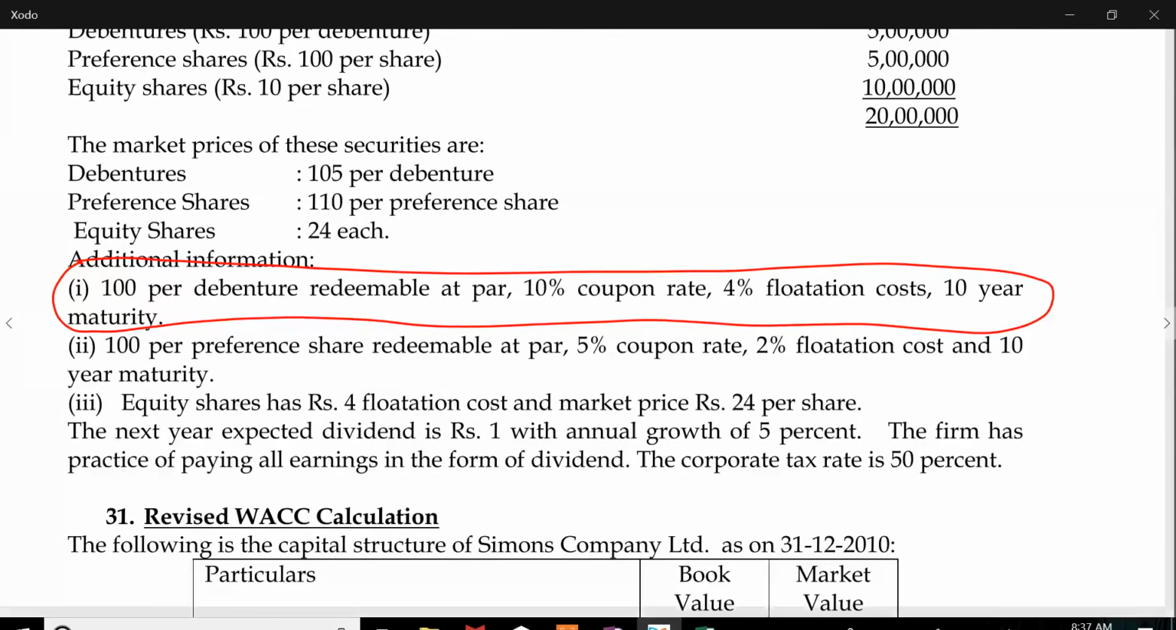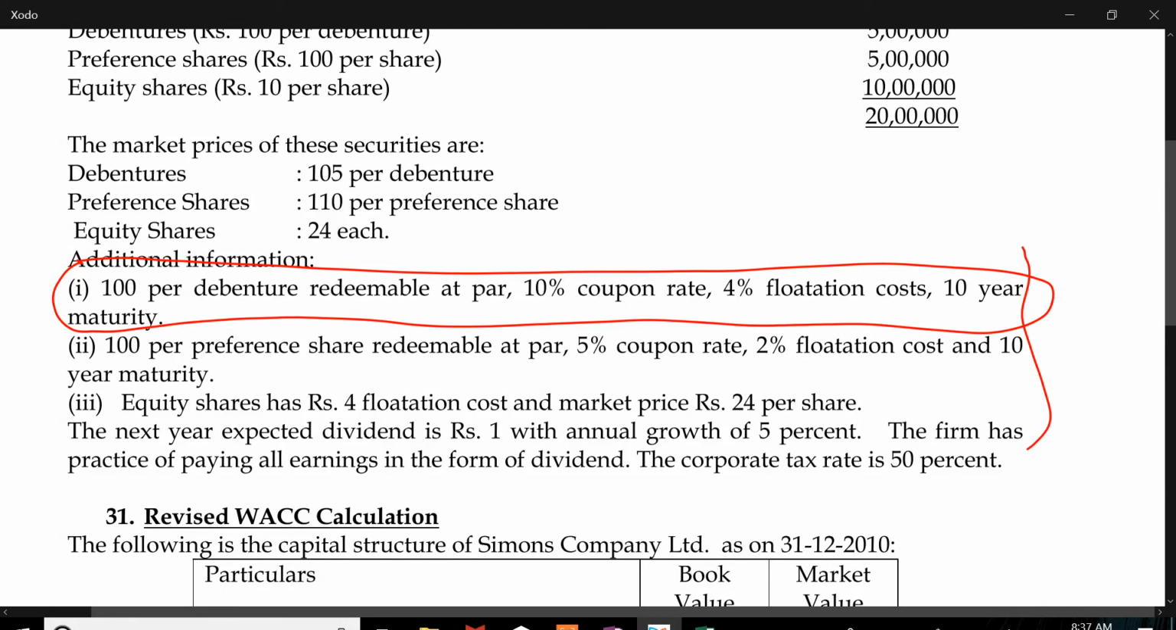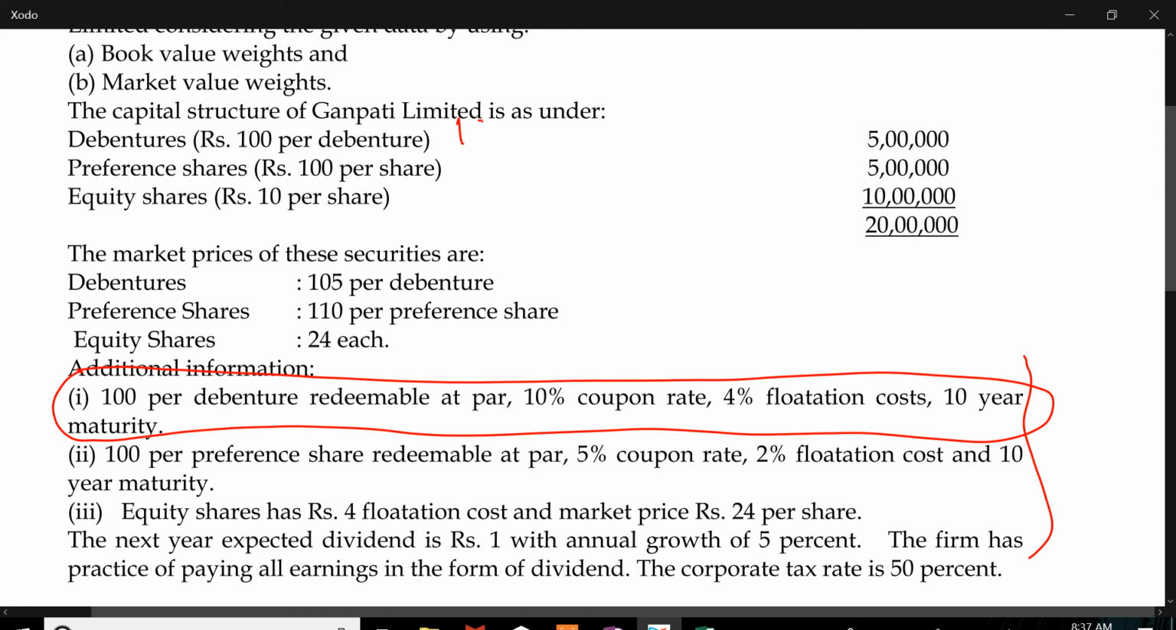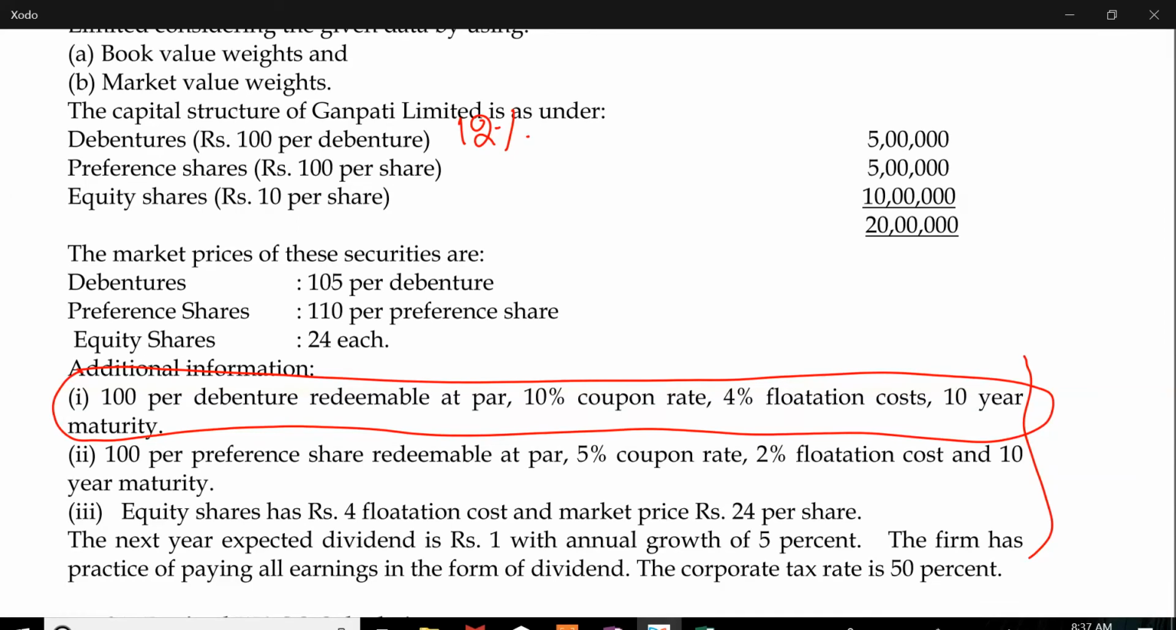If this entire para was missing from the question, what I would have done is, somewhere they would have mentioned 12%. Some rate has to be mentioned in the question. What we would have done is 12 into (1 minus tax rate) divided by 105. We would have just divided by 105 and been done with the question, because your net proceeds would have been the current market price.